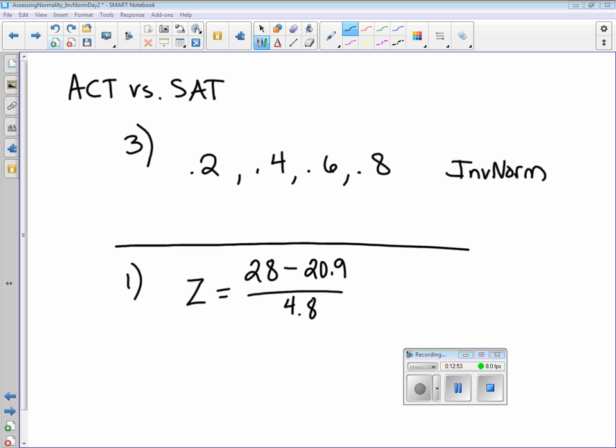So 20.9, and then the standard deviation was 4.8. So you're going to find this z-score, and you're going to use that exact same z-score, but plug in the normal numbers and solve for x. And then you would have the SAT, which is 1026 and 209.